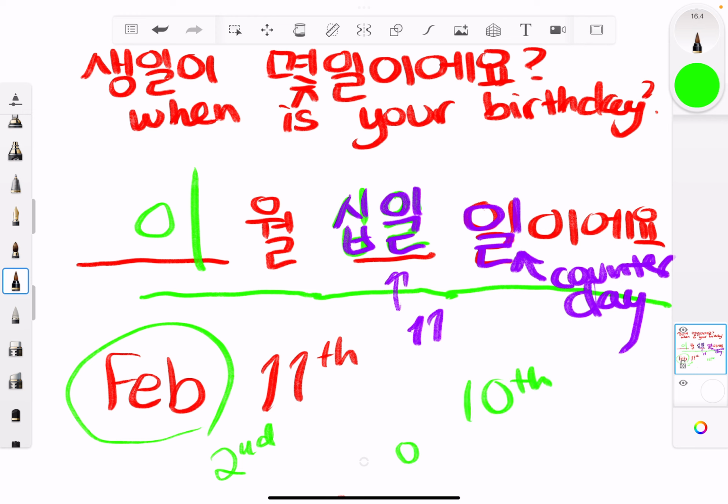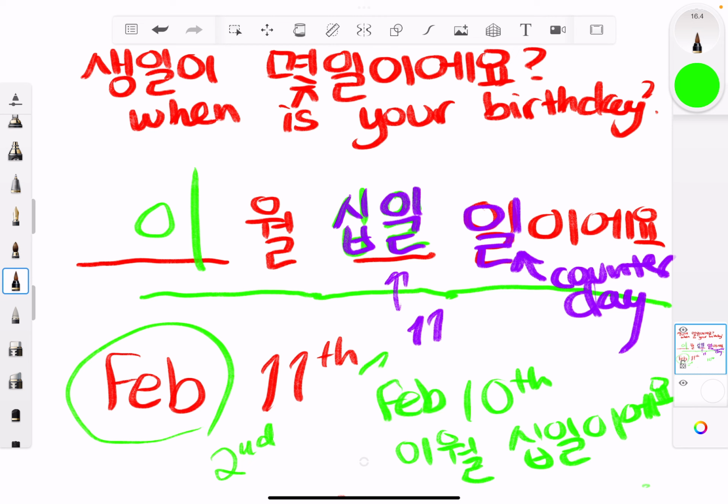So if you just said 2월 10일이에요, then it would just mean February the 10th. So you have to be careful with that. If you mean the 11th, you have to say 일 twice. And make sure it's super clear so that you don't lose marks on your oral assessment.